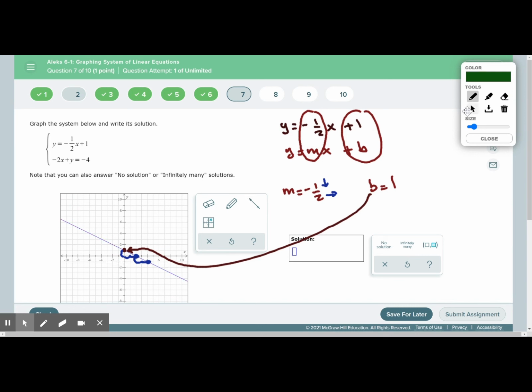All right. What we're going to do is graph the second equation. -2x plus y equal to -4. So same idea. You want y by itself, right? So what we're going to do is do the opposite operation. This is -2x. What we do is add 2x on both sides. Y equal to 2x minus 4.